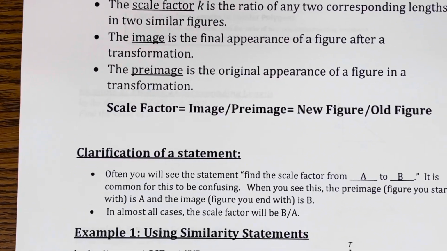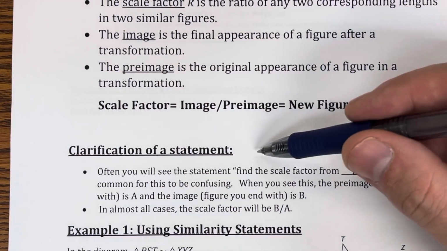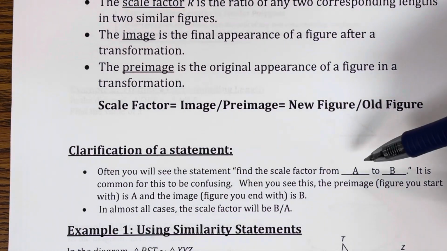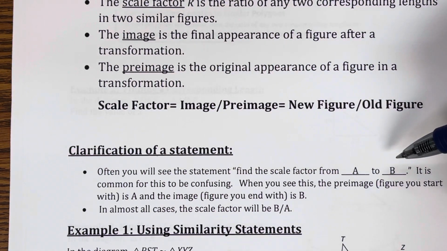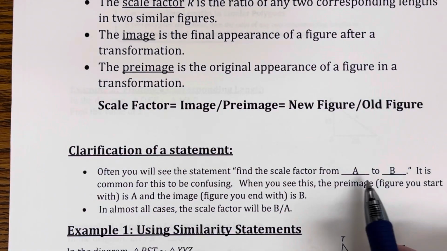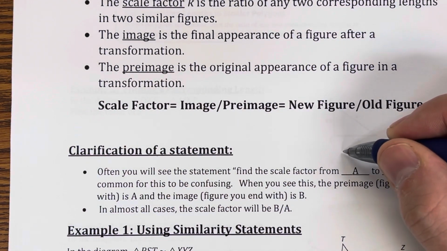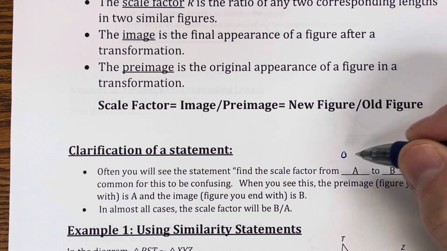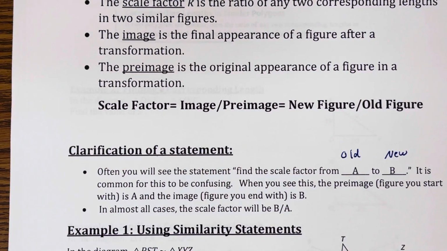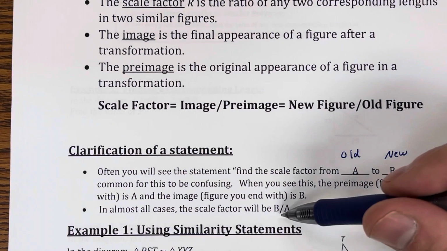So, clarification of one thing. Oftentimes, we'll see it as find the scale factor from A to B. This is a little bit confusing, all right? This isn't saying write the ratio of A to B. It is stating that the figure went from A to B, all right? So that means that B is the new one and A is the old one, all right? So when I see this, the figure I start with is A, so this is the pre-image, so this is the old, and this is the new. Okay, so when I write the scale factor, it has to be new over old, so B over A.